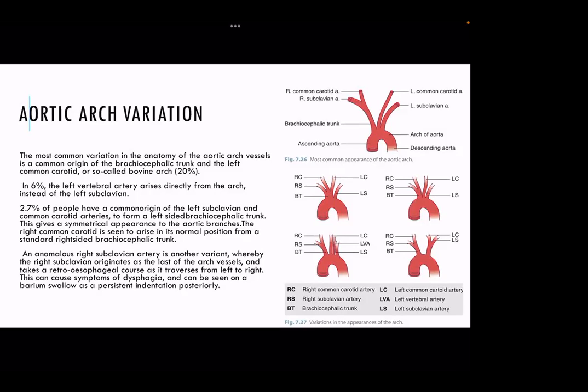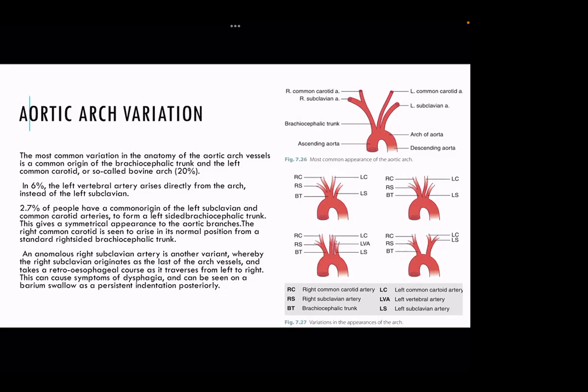In 2.7% of people, we have a common origin of the left subclavian and the left common carotid artery to form a left-sided brachiocephalic trunk, as you can see here. Here, the right common carotid is seen to arise in its normal position from the standard right-sided brachiocephalic trunk.